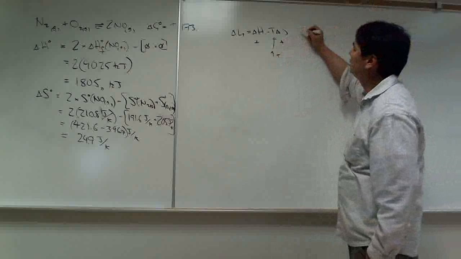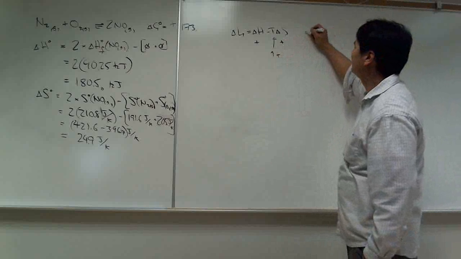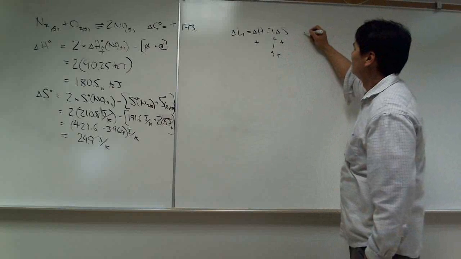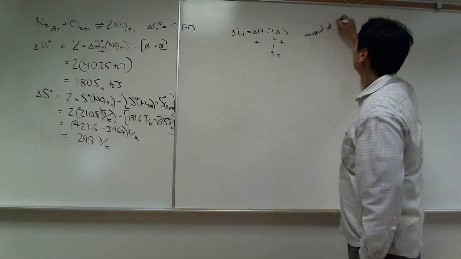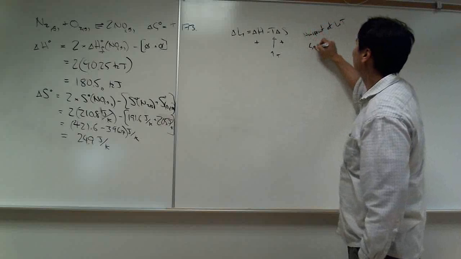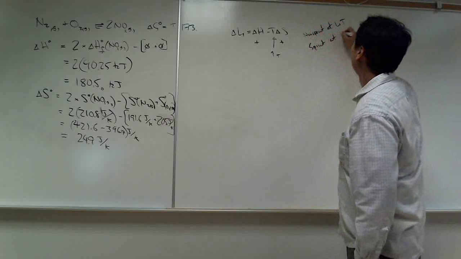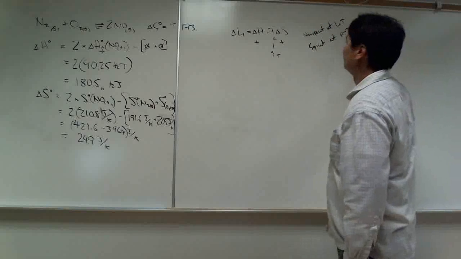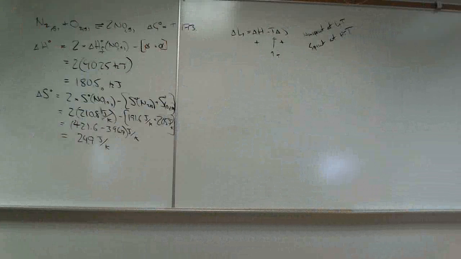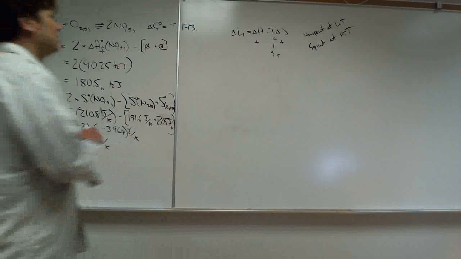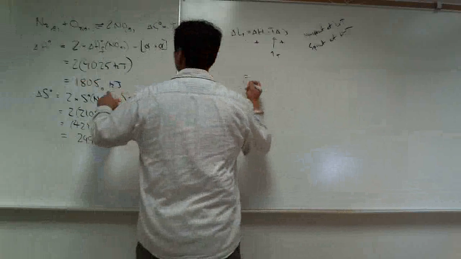So here we call this non-spontaneous at low temperature, but spontaneous at high temperature. And so it is possible to adjust the temperature. What we want to do is increase the temperature to make it spontaneous, because the delta H term is preventing this reaction from occurring.